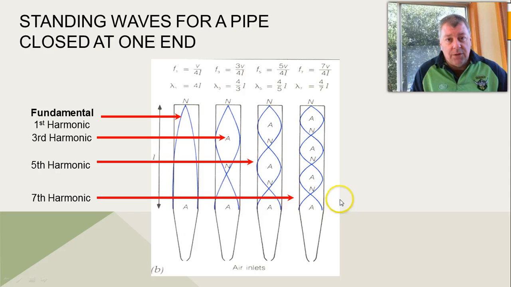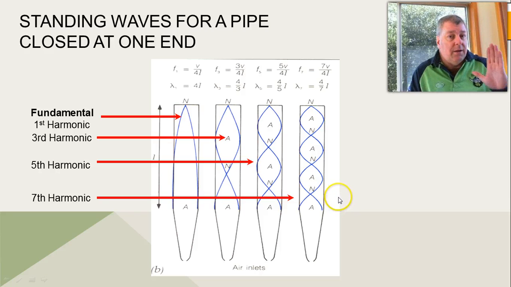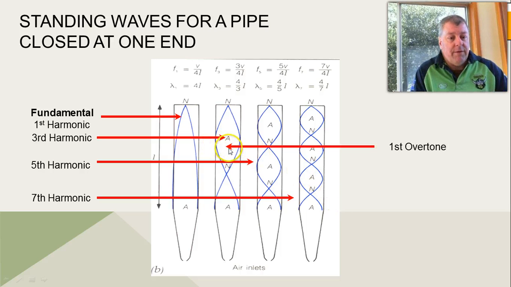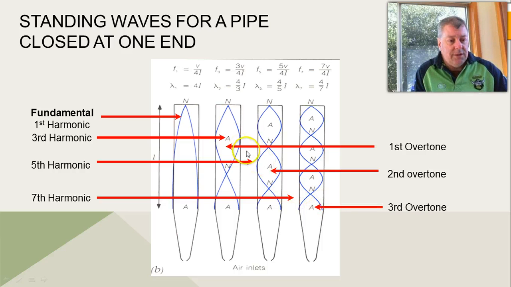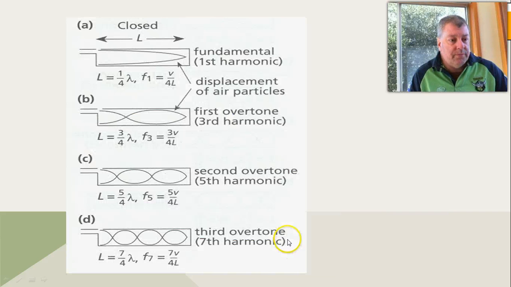Now in terms of the overtones, however, because they're just the numbering of the resonances after the fundamental, we still have our first overtone, second overtone, and third overtone. So there's a little clash of numbering there that sometimes throws students.